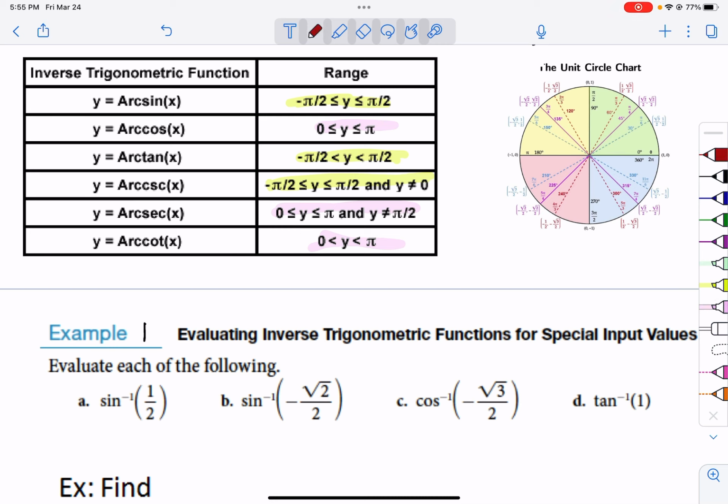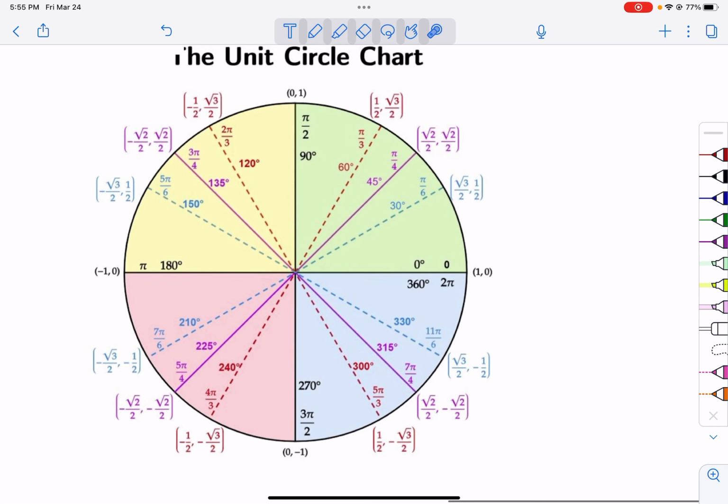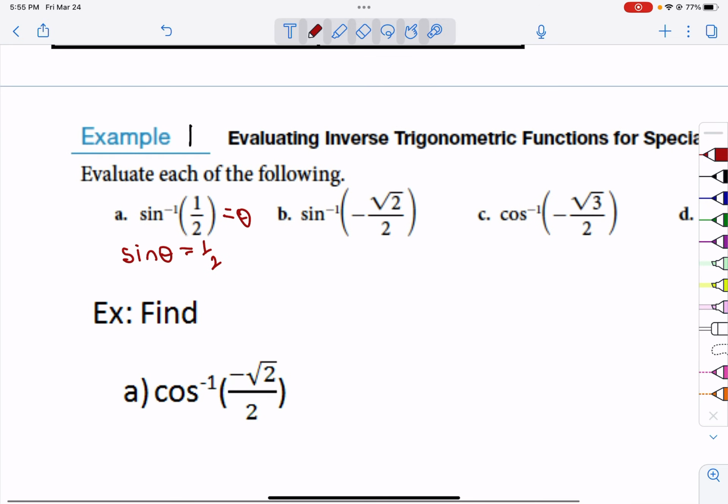So if we want to answer the questions like example 1, let's look at our first one here. We are looking for a theta. Specifically, we are looking for where the sine of theta equals 1/2, and we get to look somewhere between negative pi over 2 and positive pi over 2. So our answer is either in the first or the fourth quadrant. Well, if we look at our unit circle, the sine is our y value. It is equal to that at pi over 6. So the answer is pi over 6.